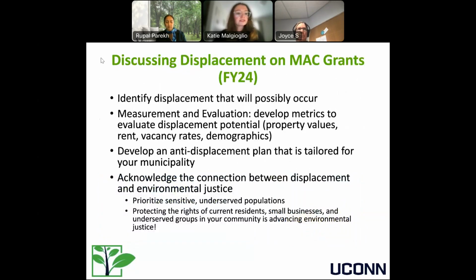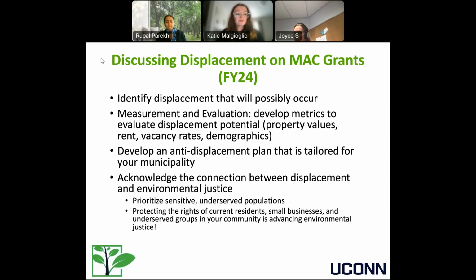So here are some different ways that you can discuss displacement on the MAC grants this year. Firstly, you want to identify any displacement that may possibly occur, especially in underserved populations. After this, you might want to think about property values, rent prices, vacancy rates, demographics within your community, any measurable factors that you can utilize to keep track of displacement. The reason that our collective understanding of displacement is quite limited is because it's difficult to measure. It happens slowly over time in a lot of cases, and largely people have not been measuring it. We're just now doing research within the EPA on displacement. So it's really important to get different strategies to measure and evaluate displacement, to keep track of it, and to monitor this trend within your community.